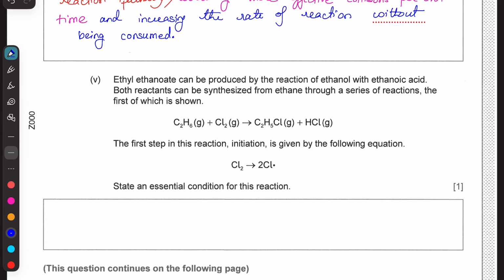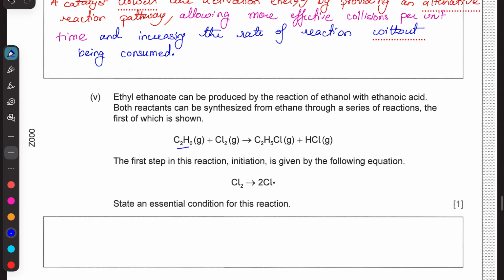Next, ethyl ethanoate can be produced by the reaction of ethanol with ethanoic acid. Both reactants can be synthesized from ethane through a series of reactions. So ethane becomes chloroethane, right? The first step in this reaction, initiation, is given by this reaction.